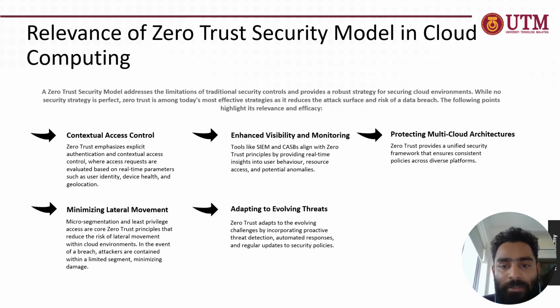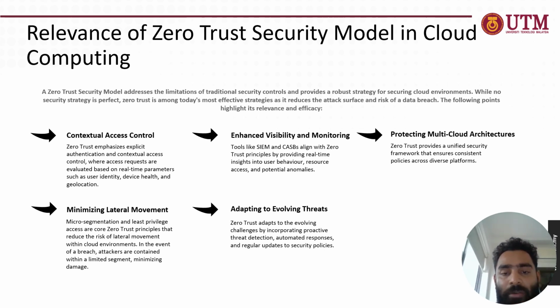These are the points which highlight the relevance and efficacy of the zero trust model. The first one is contextual access control. Zero trust emphasizes explicit authentication and contextual access control, where access requests are evaluated based on real-time parameters such as user identity, device health, and geolocation. The second one is enhanced visibility and monitoring.